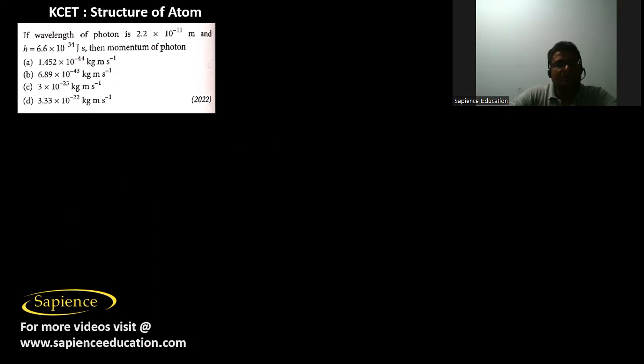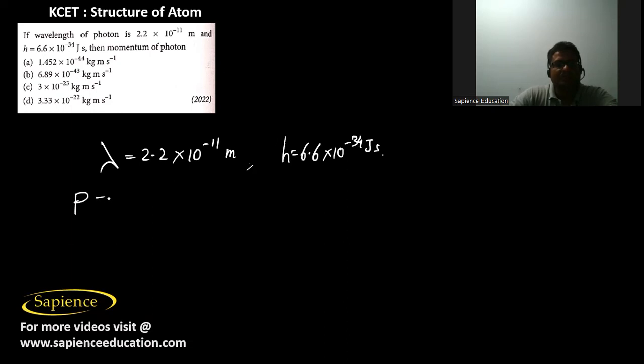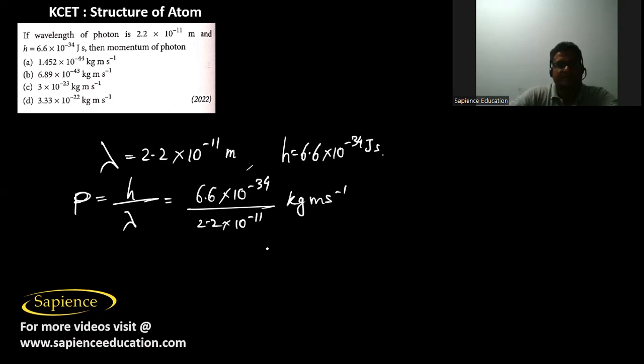Then here it is told, if the wavelength of a photon is 2.2 into 10 power minus 11 meters, and Planck's constant h is 6.6 into 10 power minus 34 joule second, then the momentum of the photon is P equal to h by lambda. So it is 6.6 into 10 power minus 34 divided by 2.2 into 10 power minus 11, this much kg meter per second. So it will be 3 into 10 power 11 minus 34, that is minus 23.